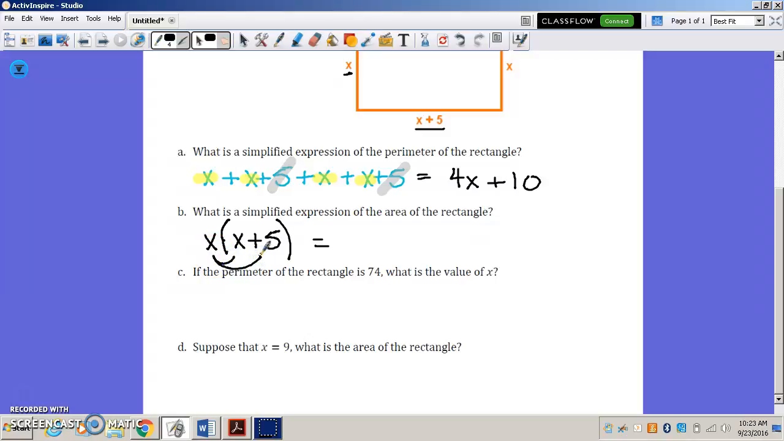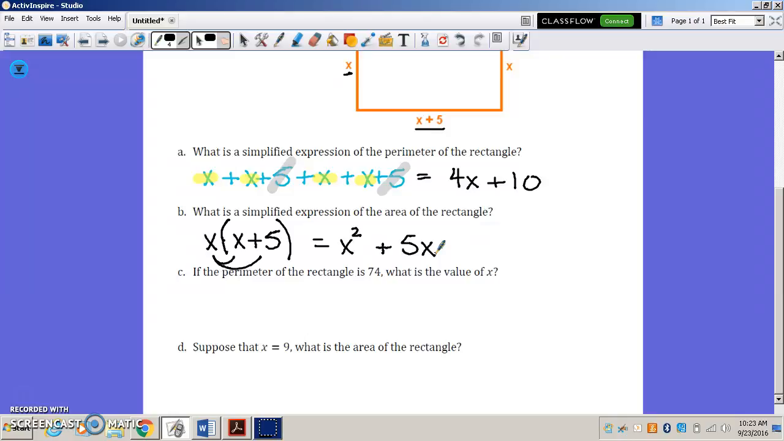So I have x times x, which is x squared, then x times 5, which is 5x. Now I know back up here for problem A, I said any x's are like terms. Well, in fact, x squared and x might as well be different variables. They might as well be x's and y's. So we actually cannot combine these two together. That's your simplified answer: x squared plus 5x.